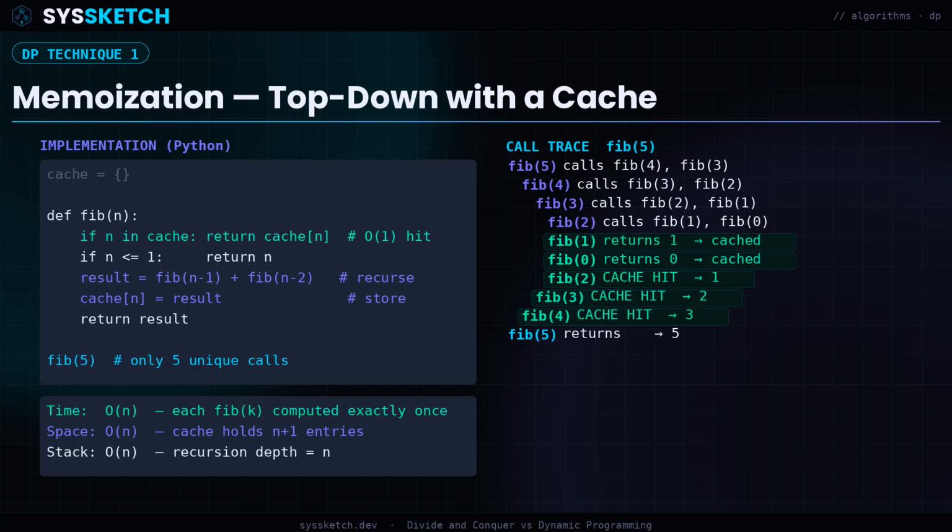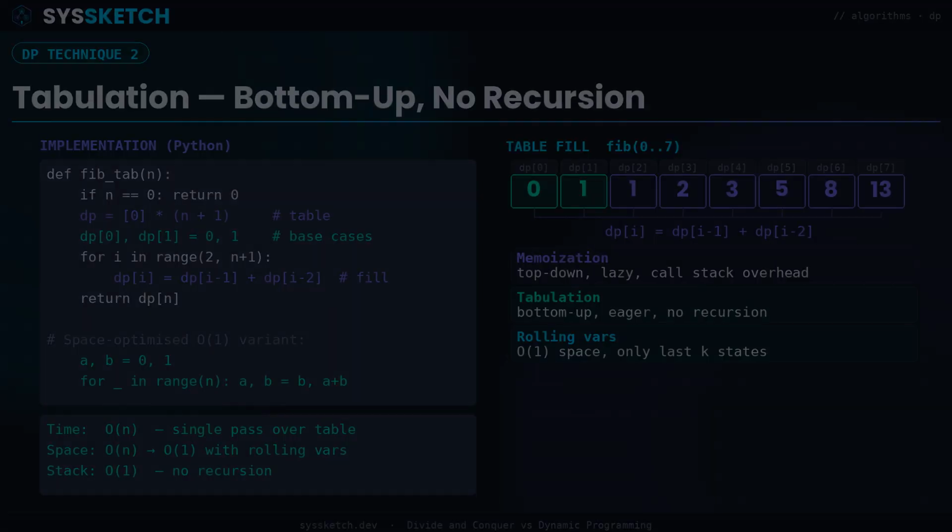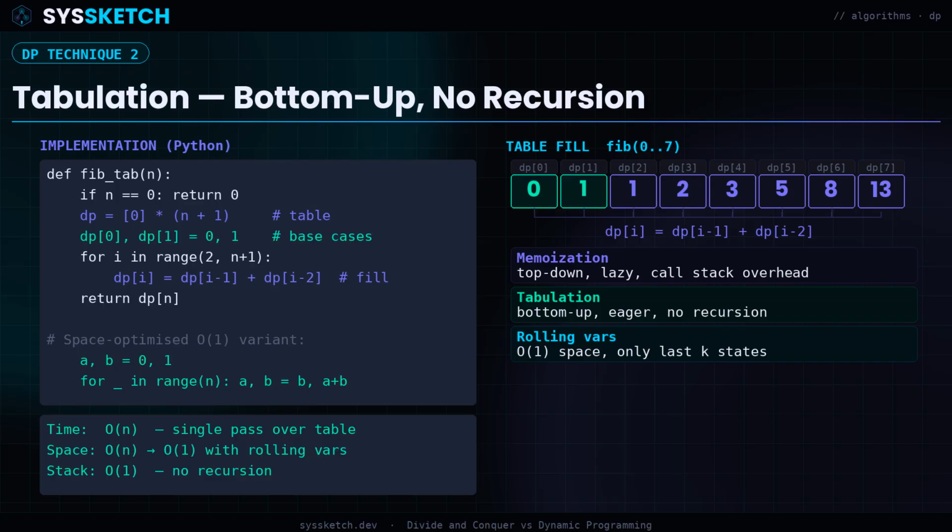The second technique is tabulation, also known as bottom-up dynamic programming. Instead of recursing downward and caching on the way back up, you build a table starting from the smallest known base cases and fill it incrementally in the forward direction. No recursion at all, no call stack, no risk of stack overflow on inputs with large n. For Fibonacci, you initialize dp[0] to 0 and dp[1] to 1, then run a simple loop from 2 to n, filling each cell from the 2 cells before it.